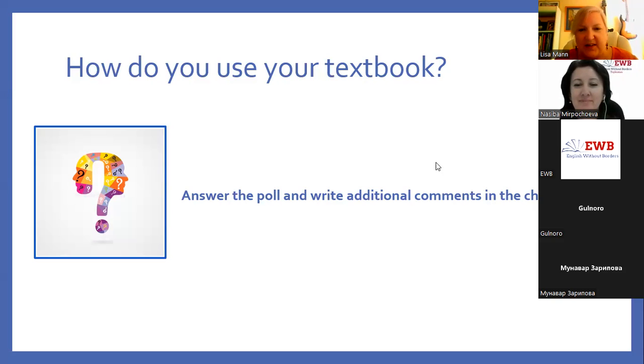Okay, so it looks like about half and half. Half of you mostly follow the textbook, but don't do everything. And half of you use the textbook as a general guide, but you add your own materials. And that's kind of what I expected you to say.